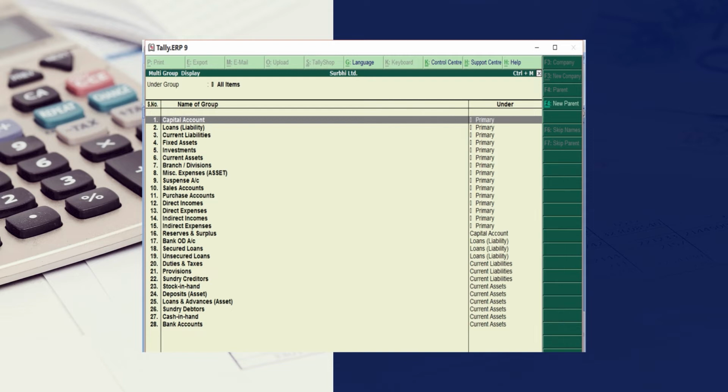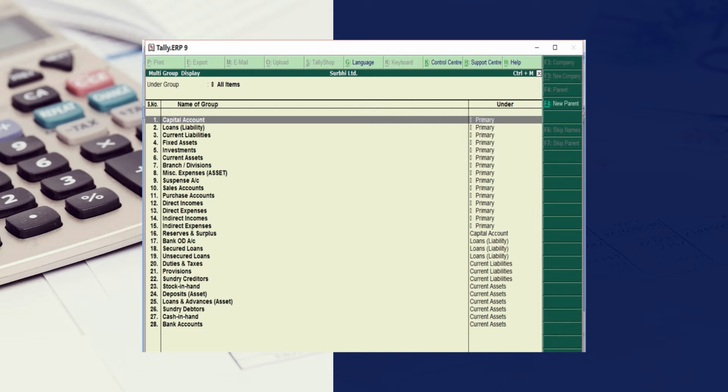Then there are income and expenses. Both direct and indirect incomes are classified under primary. Similarly, direct expenses and indirect expenses are also classified under primary. Now these are the basic 15 items which are classified under the primary group.